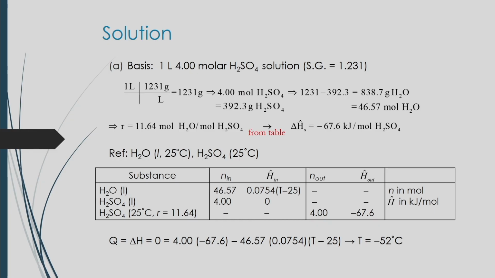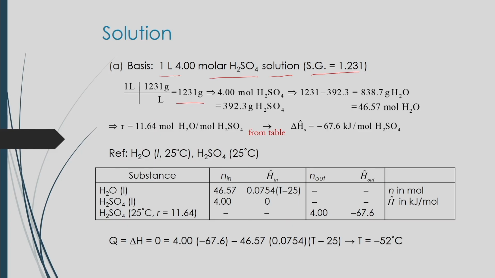Now, to solve this problem, you have to consider the basis of the problem. Here the basis is 1 liter of 4 molar sulfuric acid solution, and the specific gravity of that solution is given as 1.231. So 1 liter means you multiply by 1231 gram, so that you get a total of 1231 gram, because the specific gravity is 1.231.